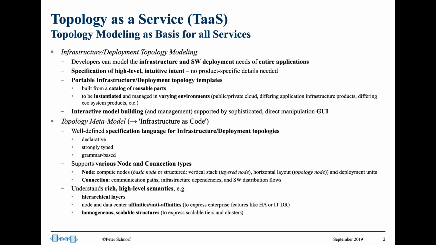The TaaS framework understands the rich, high-level semantics of the topology models and is able to derive important information for services. For example, ordering of operation steps in hierarchical layers, node placement constraints on hardware or data centers, expressed as affinities or anti-affinities, or synchronization points in parallelized orchestrations, for example, when scaling tiers.